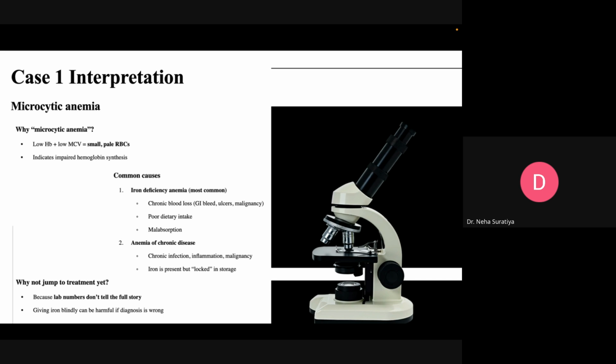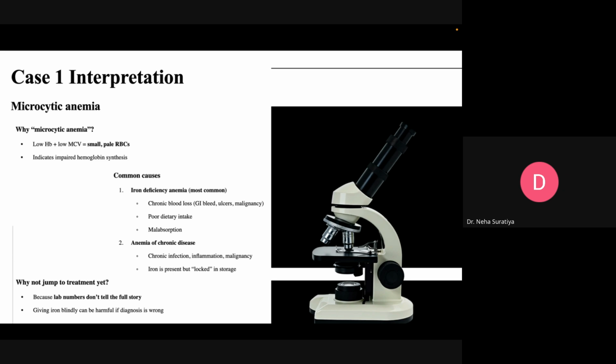Of course, the iron lab test, the ferritin level, is also giving you an idea about whether it is iron deficiency anemia or not. Okay, why not jump to the treatment yet? Because the lab numbers don't tell the full story. Giving iron blindly can be harmful if the diagnosis is wrong. That's the reason I have not put the treatment here.